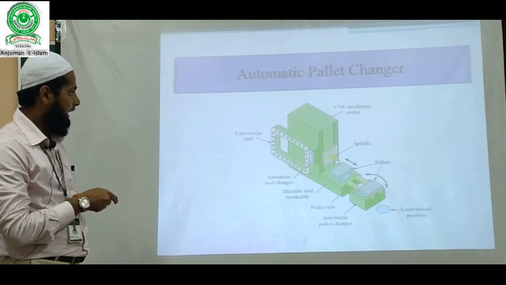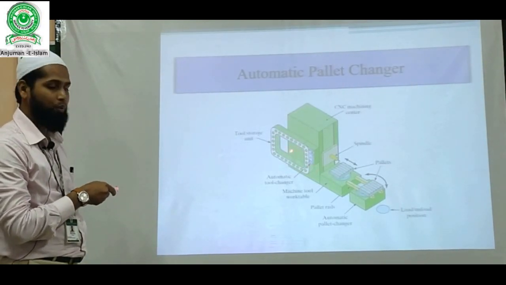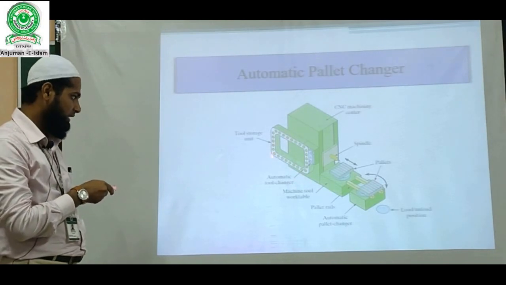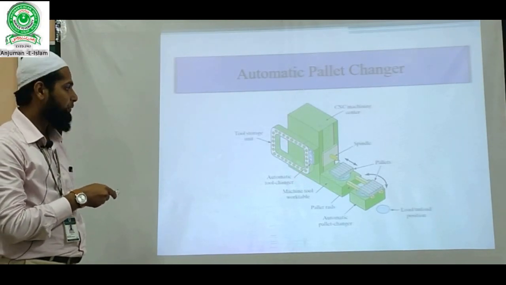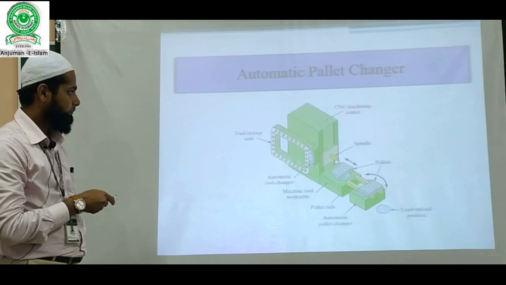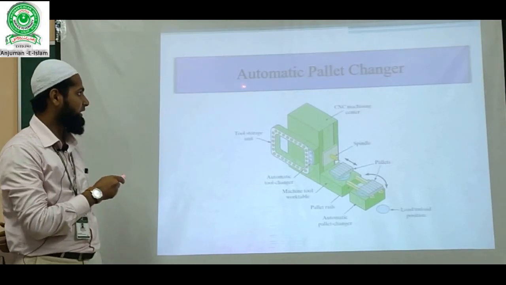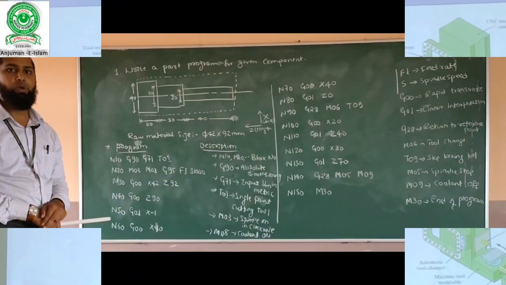Then another one is the automatic tool changer. By using this also we can reduce the non-productive time. That completes the automatic pellet changer.